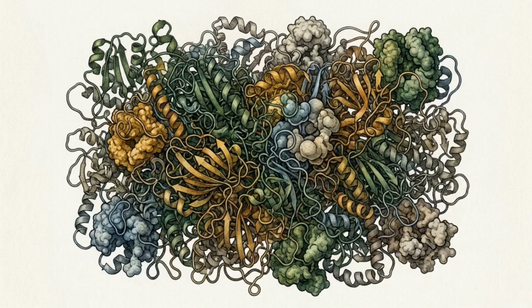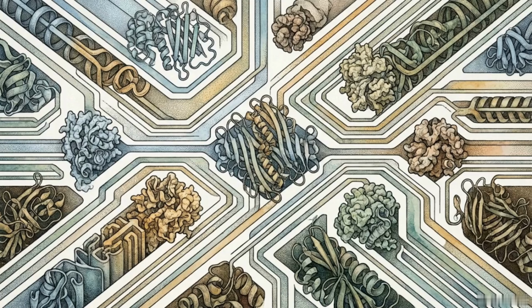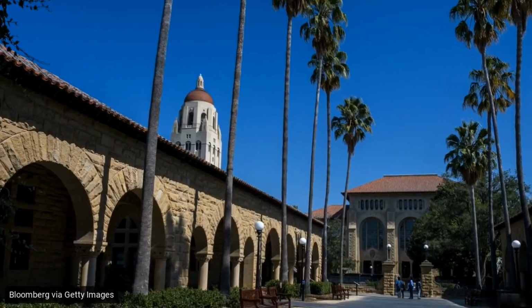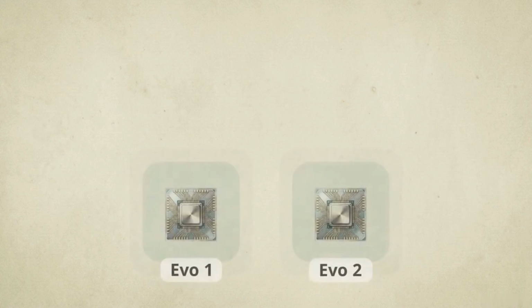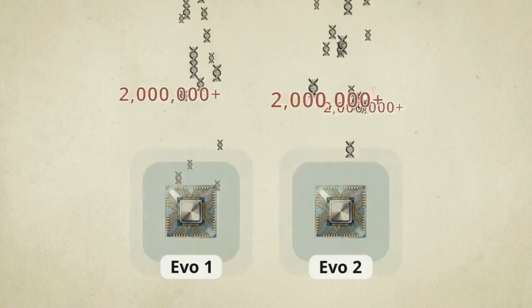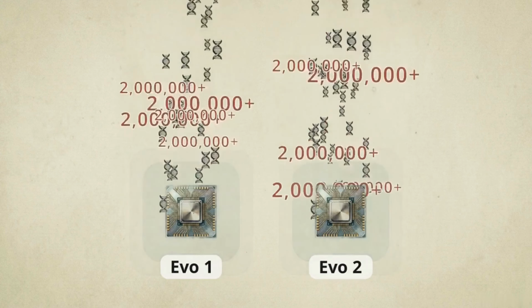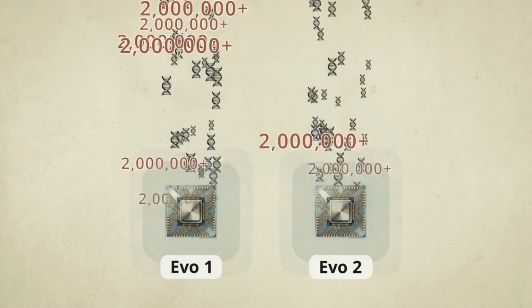This milestone suggests that biological systems, once viewed as uniquely complex, are increasingly becoming programmable through machine learning. This work was led by researchers at Stanford University and the Arc Institute. They utilized EVO1 and EVO2, foundation models trained on more than 2 million genomic sequences, rather than human prose.